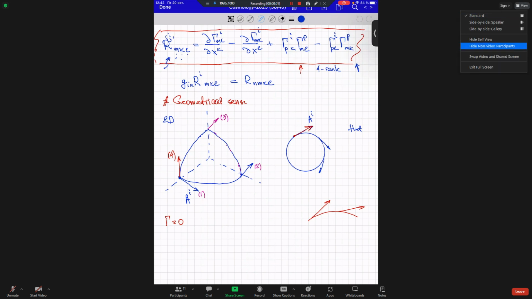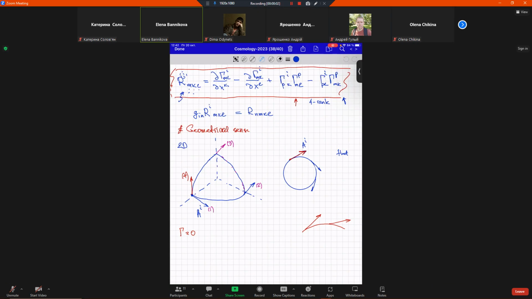Start. If you can see my screen. Do you see my screen? Yeah, fine.